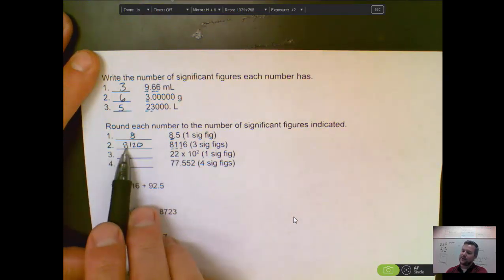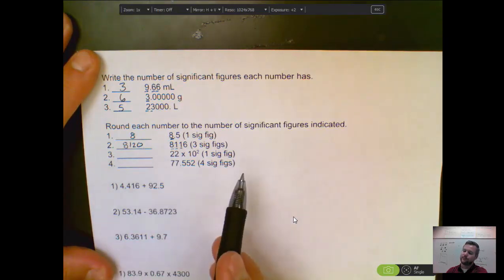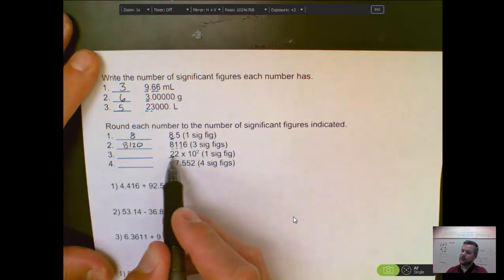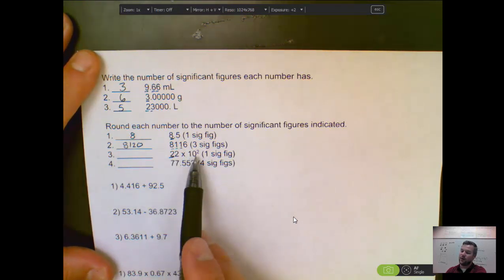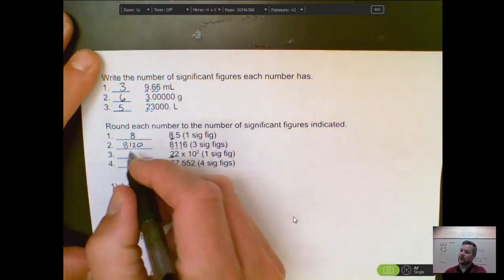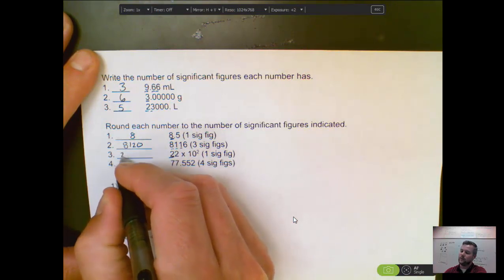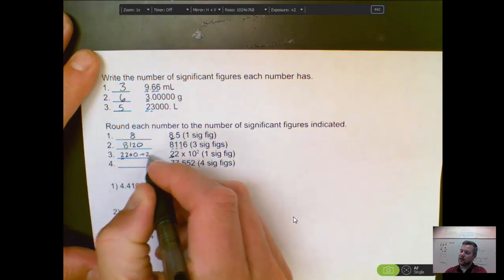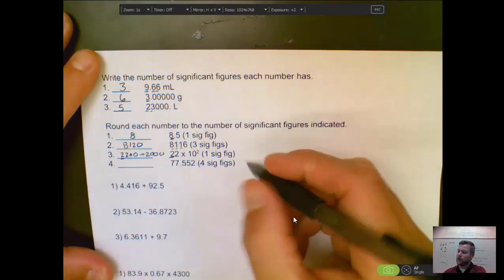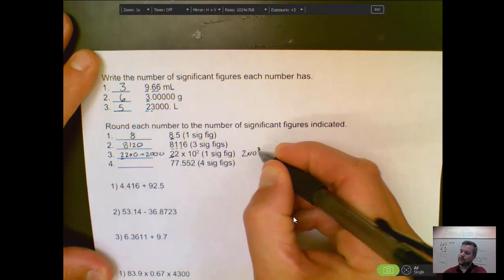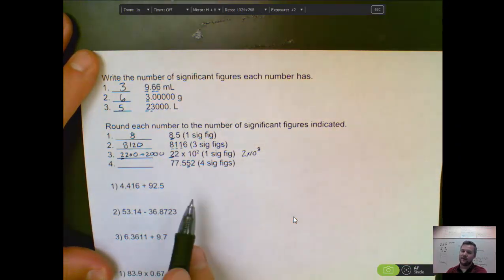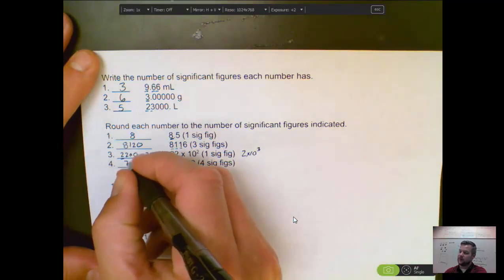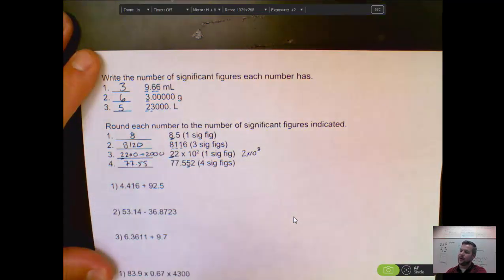I have 3 sig figs here as long as I don't draw a decimal point. With 1 sig fig in this number, I need to do 22 times 10 to the second, so 22 times 100 gives me 2200. But we keep this place value, so that turns into 2000. Or we could also write it as 2 times 10 to the third. And then 4 sig figs, so my fourth one's right there. A 5 followed by a 2 stays a 5, 77.55. That number now has 4 sig figs.